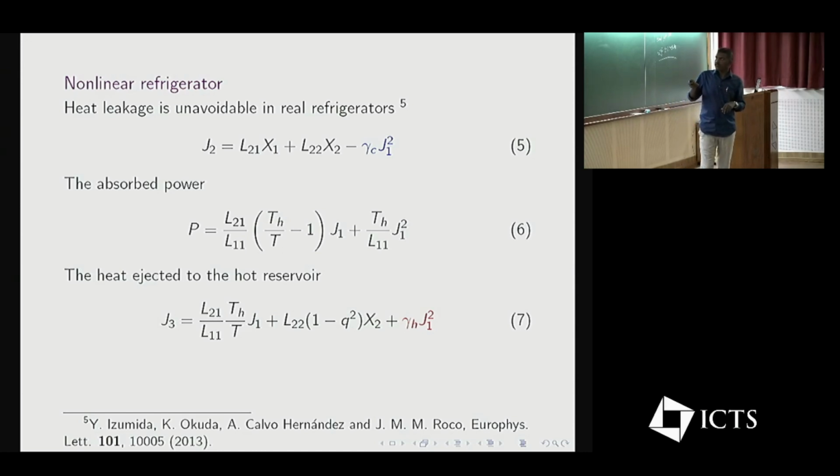Here, by hand, we add this heat leakage term gamma C J1 square. The physical reason behind adding this is, for example, the friction force, which is a function of velocity. Similarly, the heat leakage term also should be a function of x1 and x2. If you go to higher order, then the problem becomes difficult. If you go to lower order, it just alters the Onsager coefficient. Therefore, this is the simplest model where we can include the heat leakage term and solve analytically.